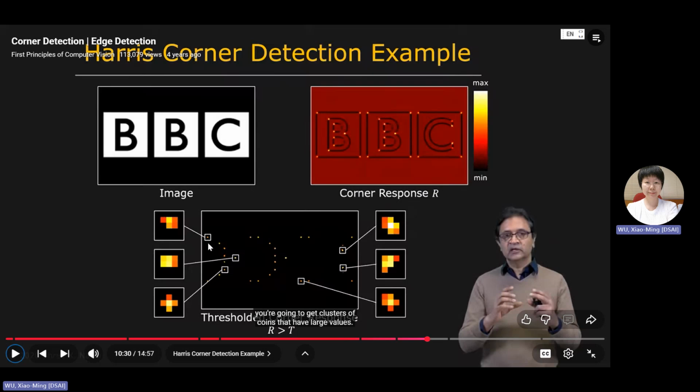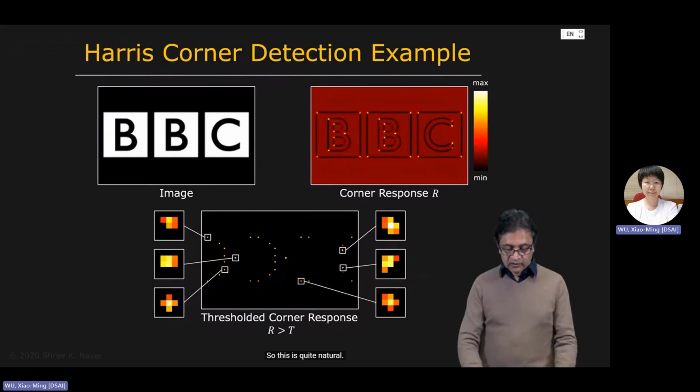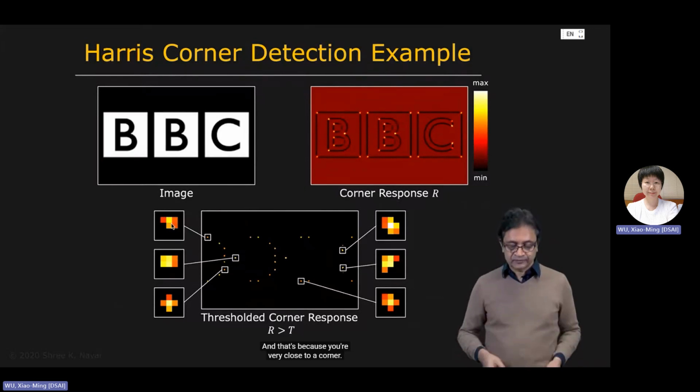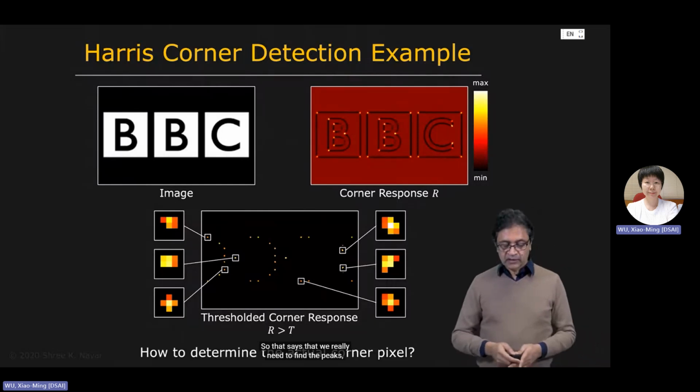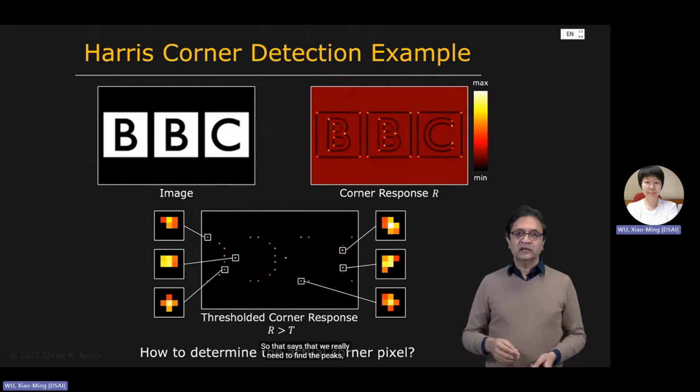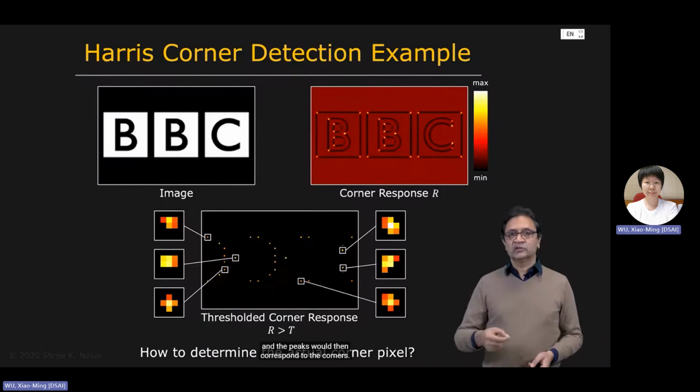Clusters of points, multiple points for one region, cluster of points. And that's why we need to do non-maximum suppression. Those points have large values, and you need to decide which one is the peak. So this is quite natural. In this case, you get all of these very bright values because you're very close to a corner. So we really need to find the peaks, and the peaks would then correspond to the corners. This again is a problem that appears in many different domains.